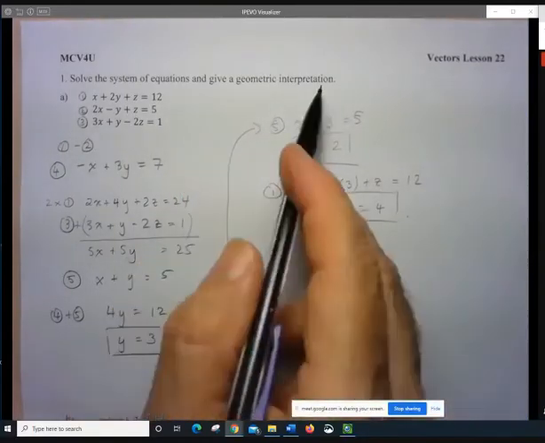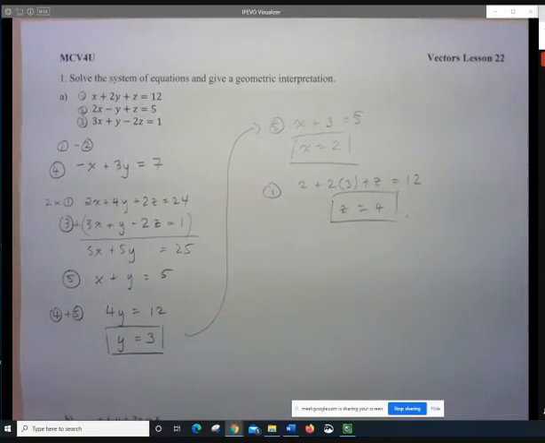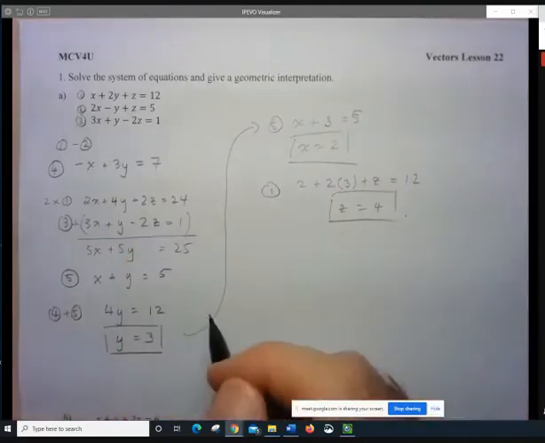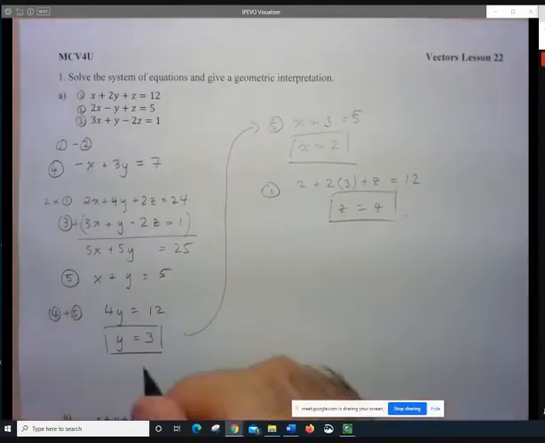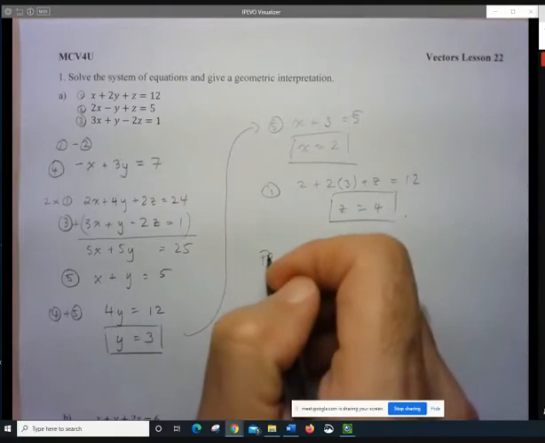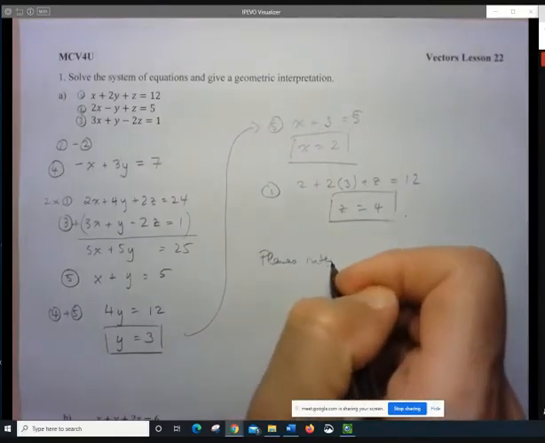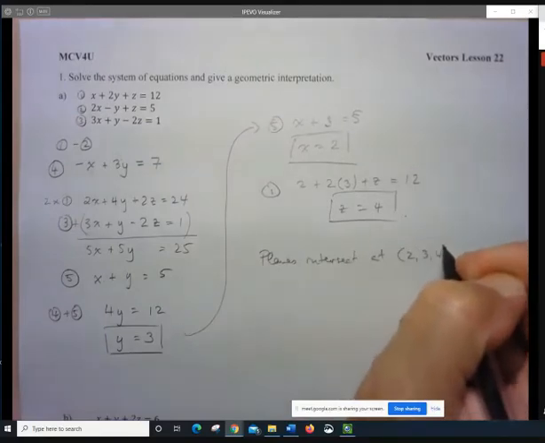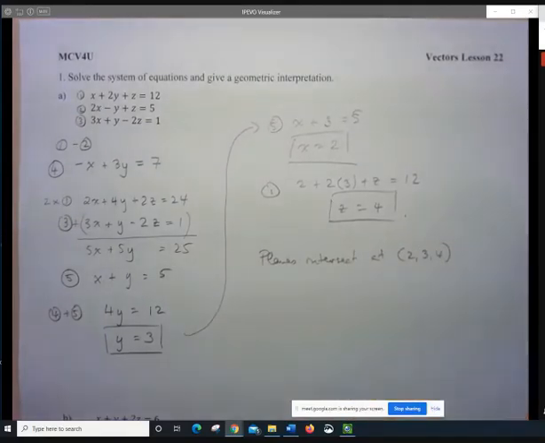And what is the geometric interpretation? There you go. The interpretation is that these three planes intersect at the point 2, 3, 4. So planes intersect at 2, 3, 4. Okay? And so this is quite nice because in the end, all we're doing is adapting something that we've already done.